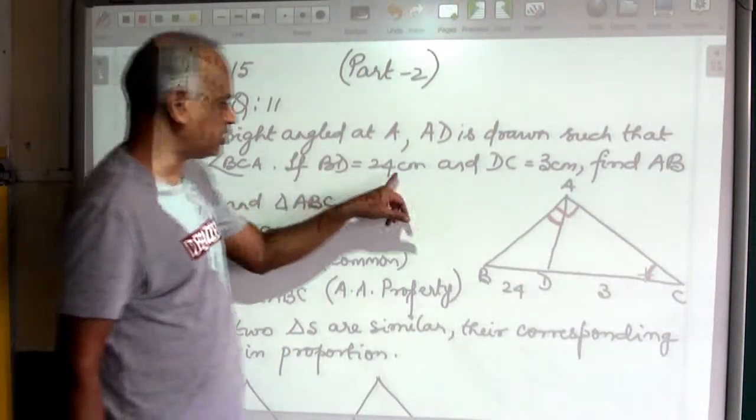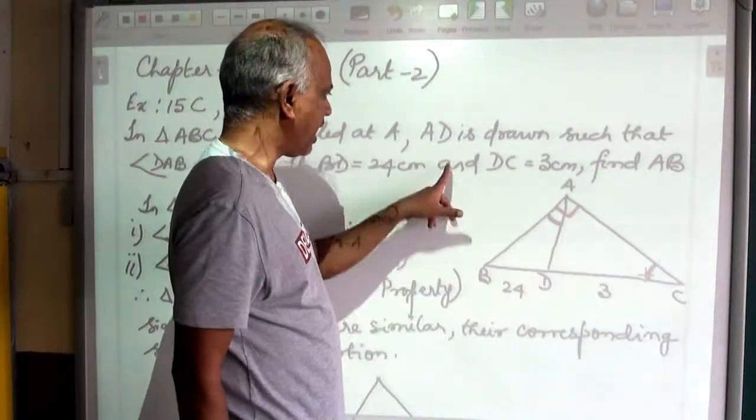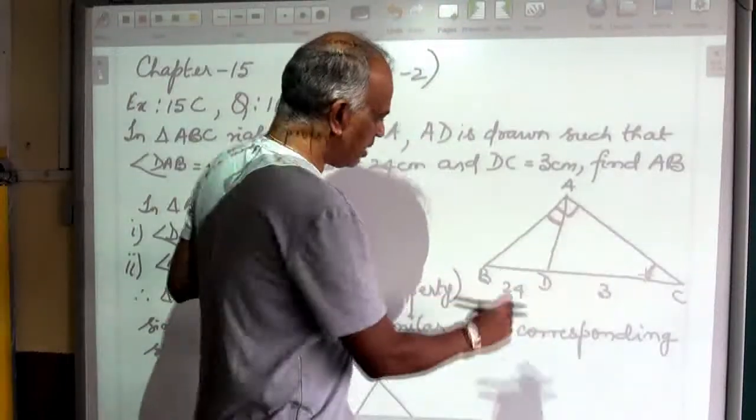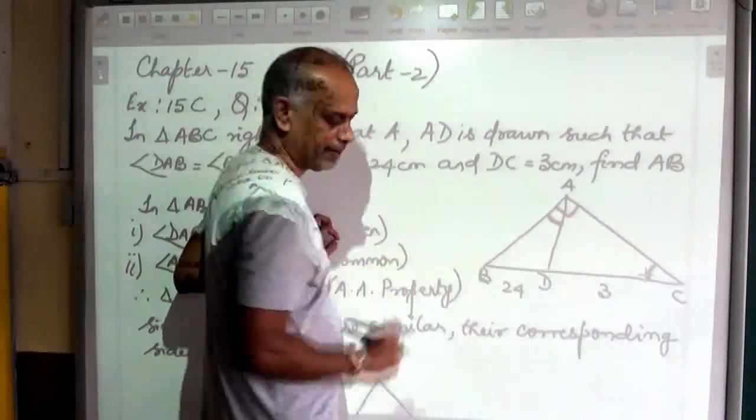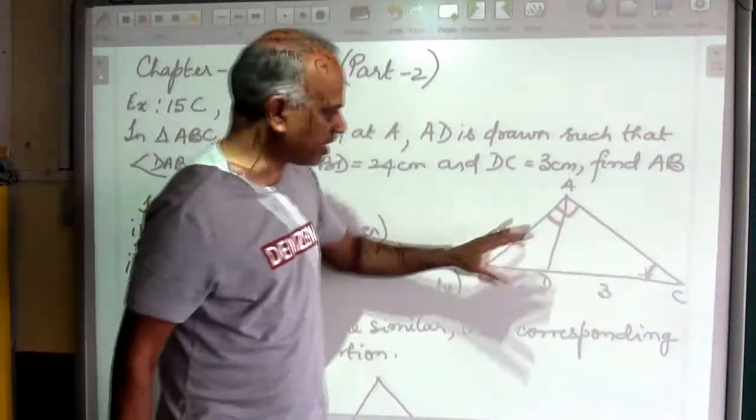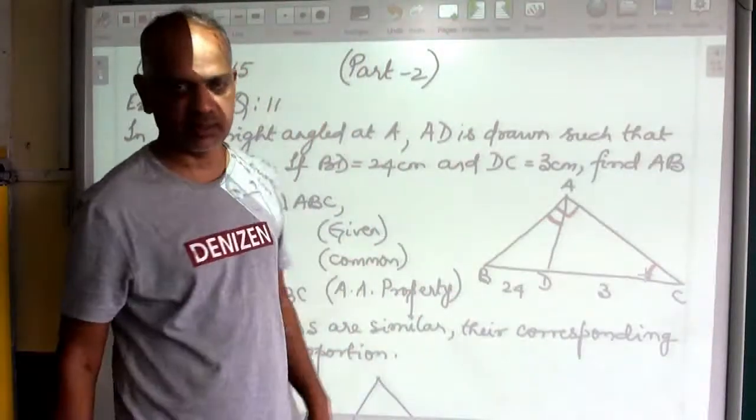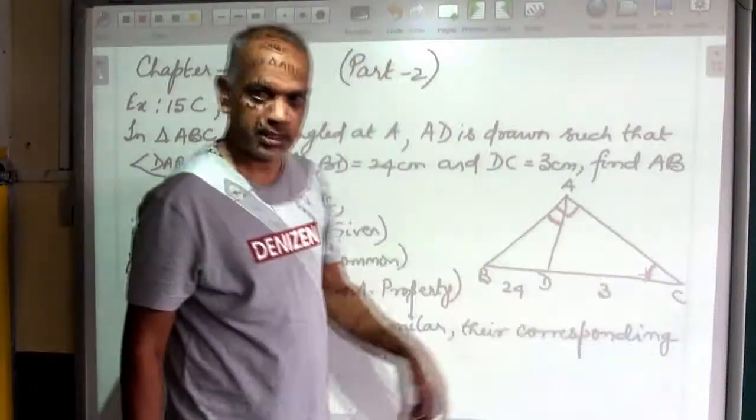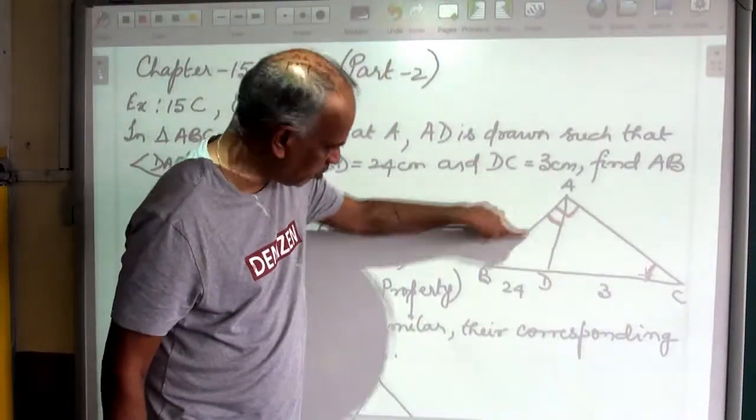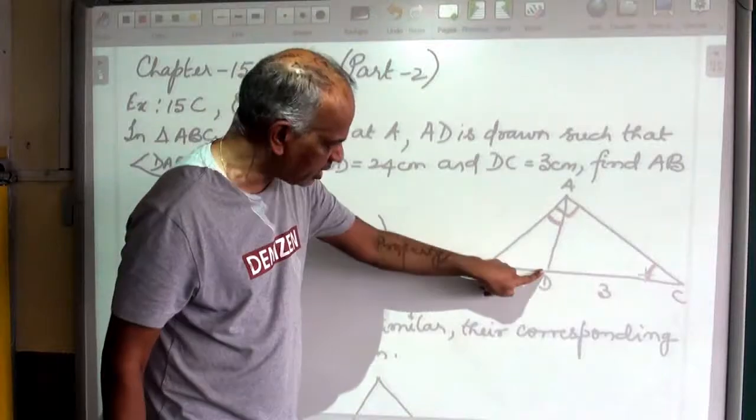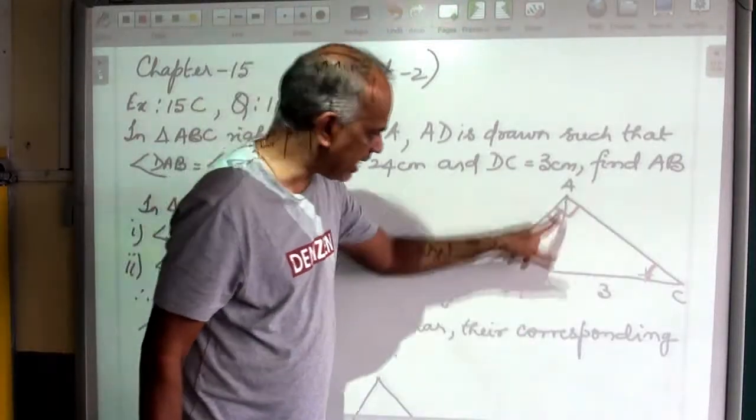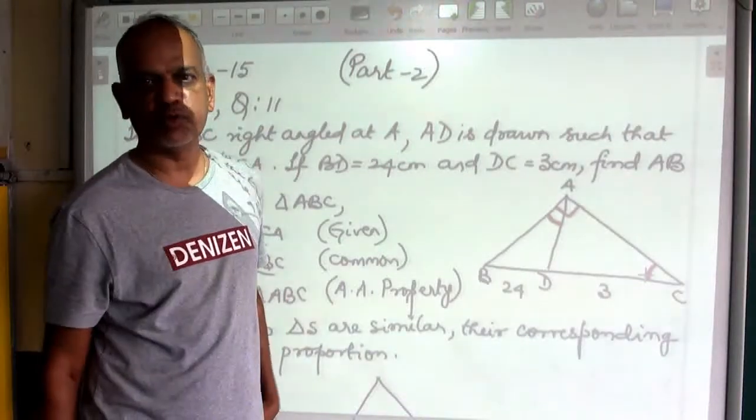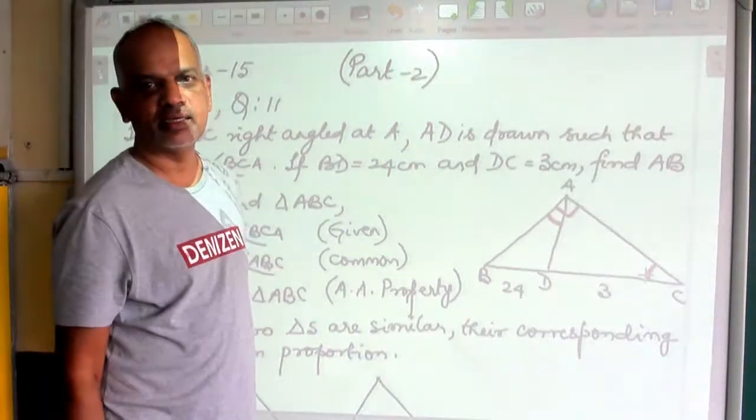And it says BD is 24, B to D is 24, and D to C is 3, DC is 3. You have to find AB, this length. If you look at this figure, you will see there are three triangles. One is the biggest one, ABC. The second one is the smallest one here, that's ABD. The third one is ADC. Three triangles are there, but you have to prove that only two triangles are similar.